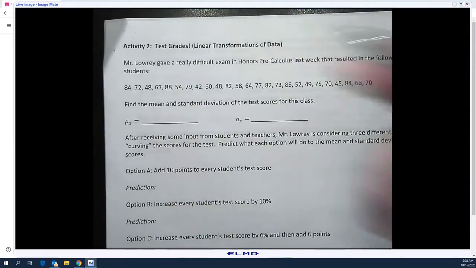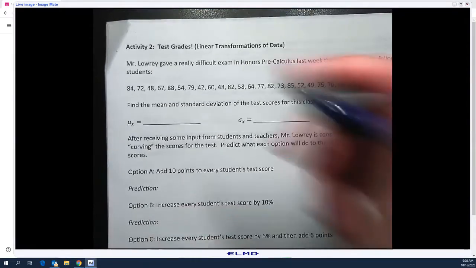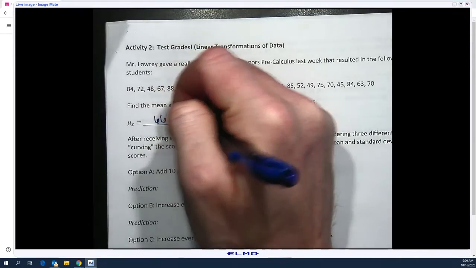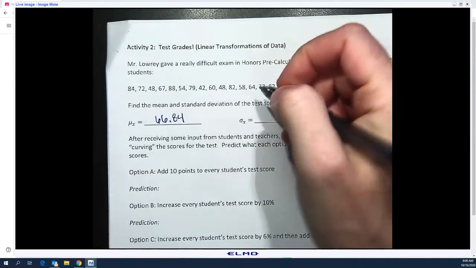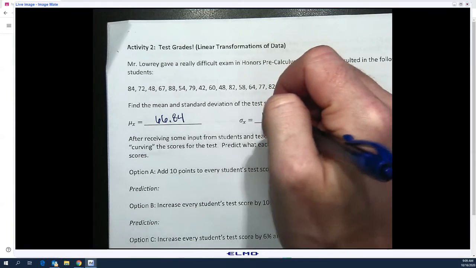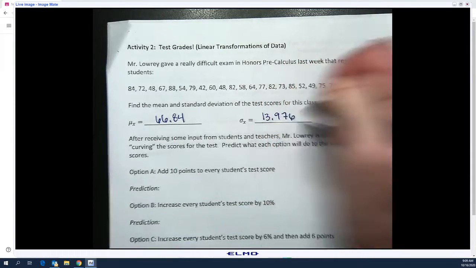So our mean, I scroll down. Our mean here is 66.84. That's not the best average, but that's okay. And our standard deviation is 13.976.